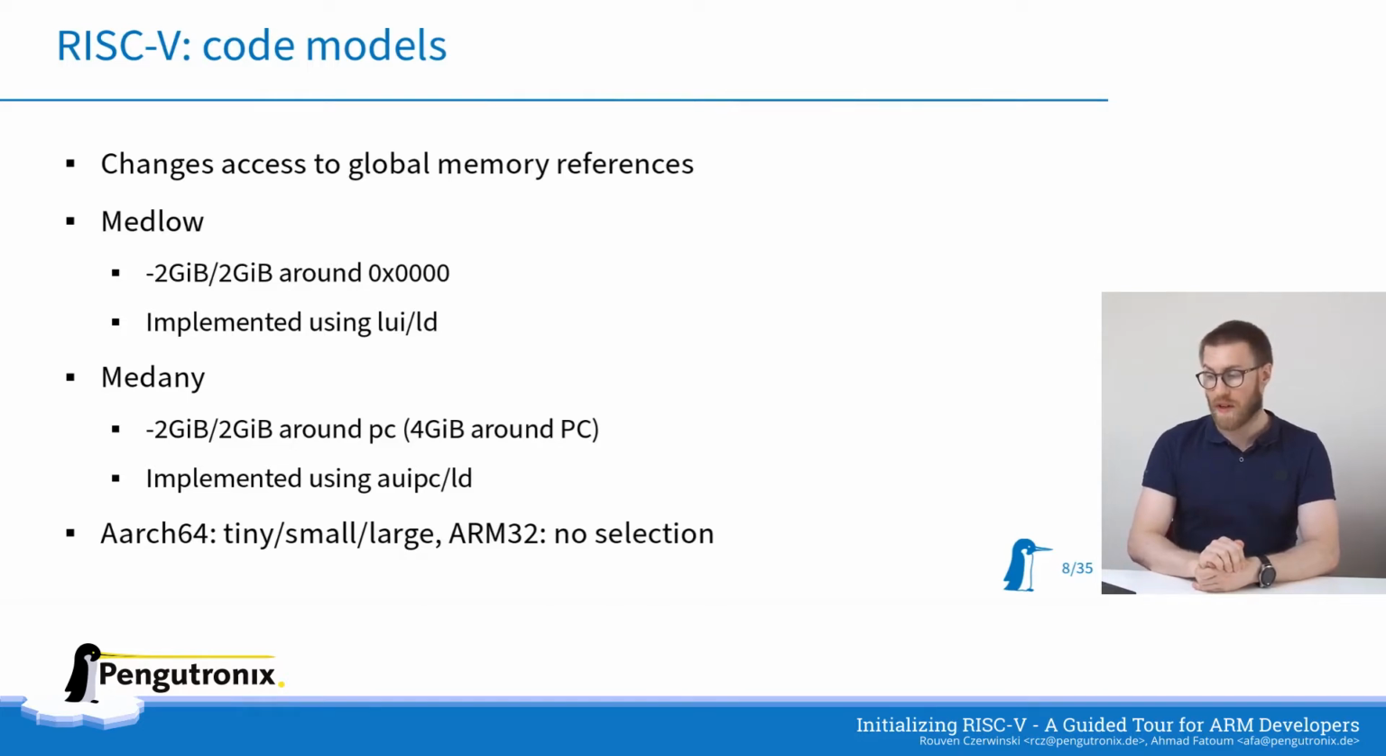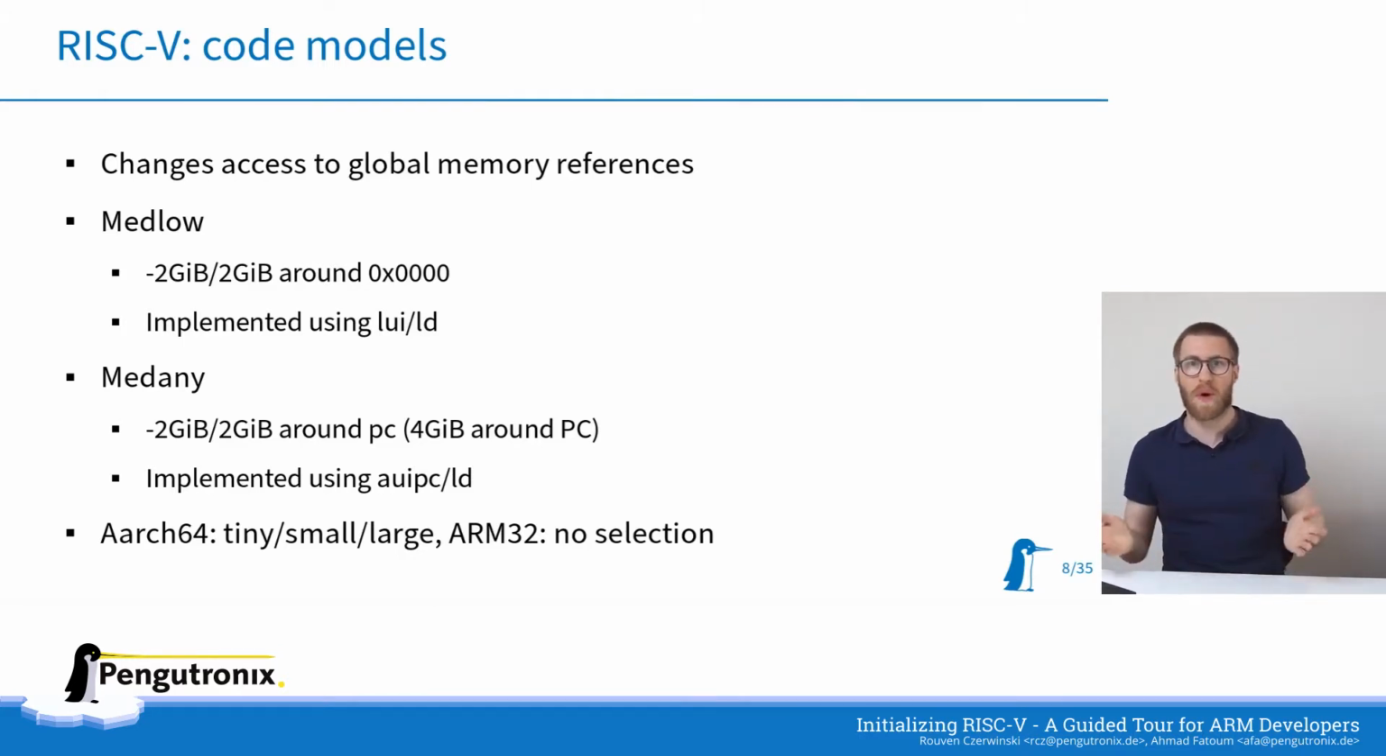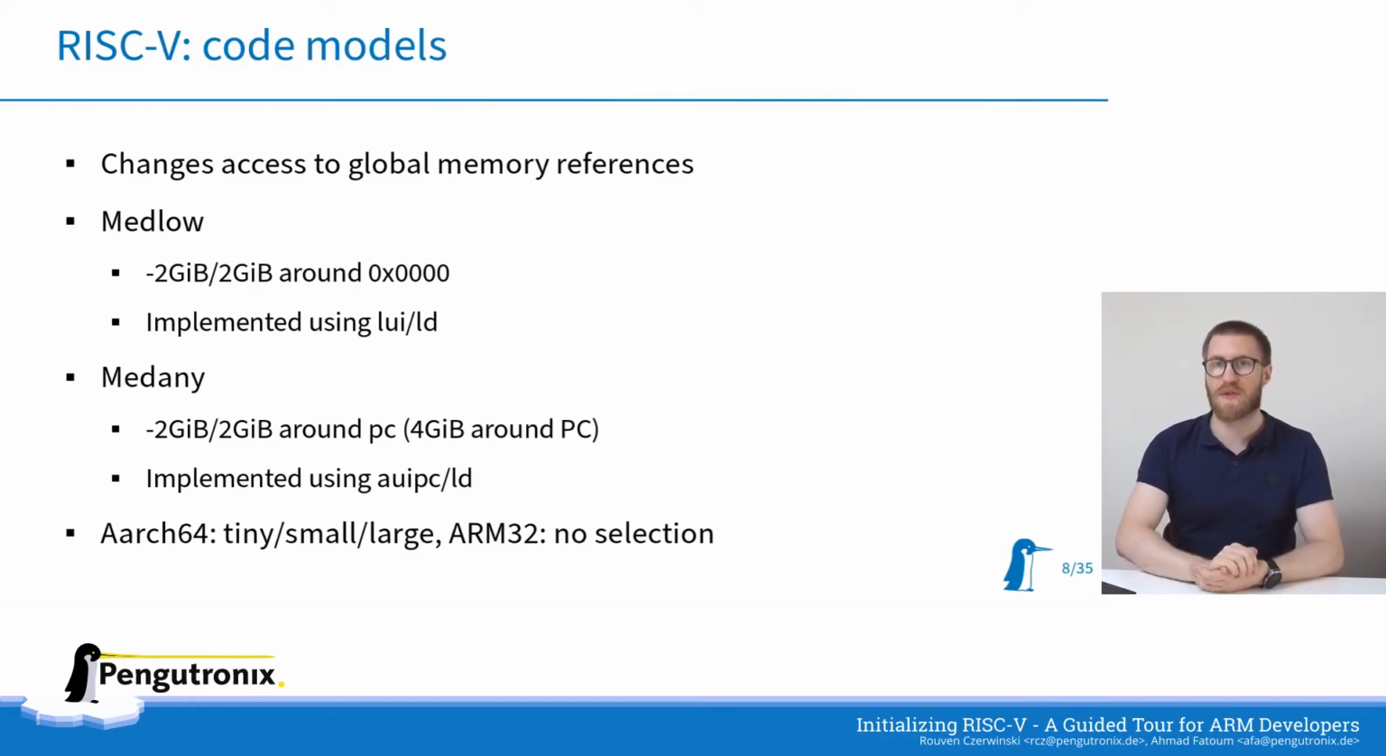For ARM64, there is a tiny code model, a small code model, and a large code model. However, according to documentation, the tiny code model is not really fully implemented yet and mostly uses the small code model as well. The small code model carries the restriction that global symbols must be within 4 gigabytes of your binary, and the large code model does not impose any restrictions on how your binary has to look. And for ARM32, there's just no selection available there.